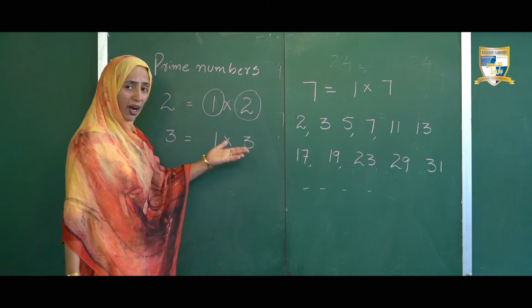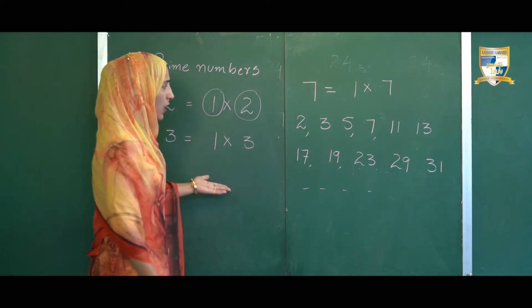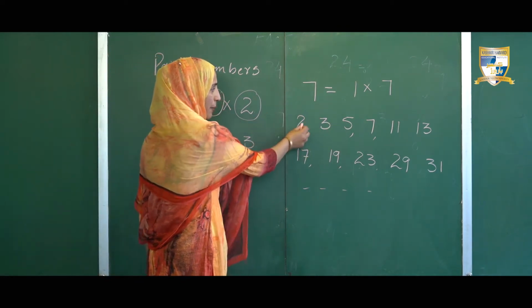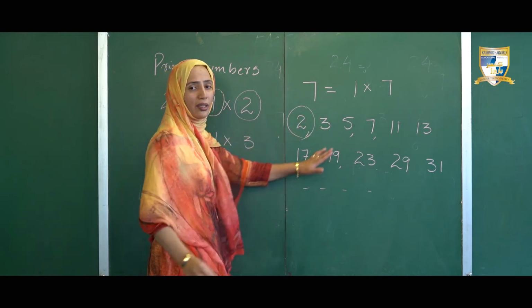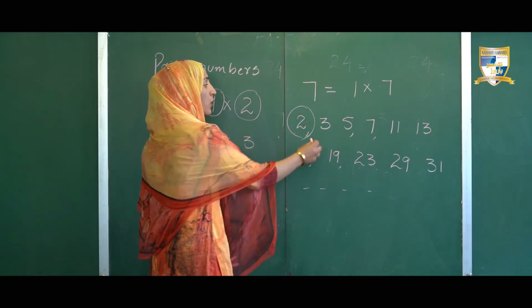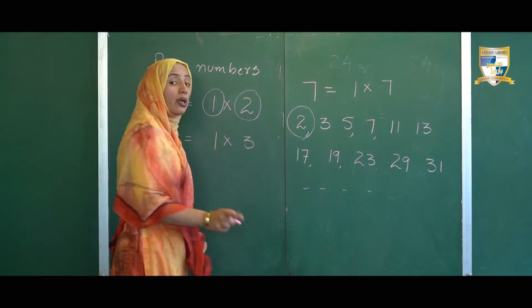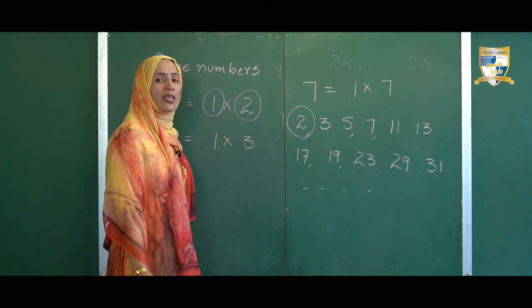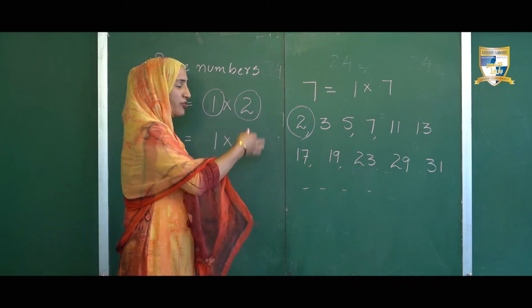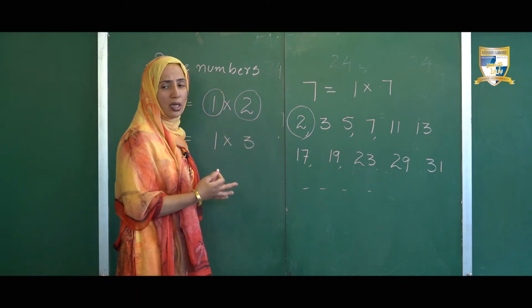If you observe these prime numbers, what would you see? You'd see all the prime numbers except 2 are odd numbers, meaning they are not exactly divisible by 2, except number 2. Number 2 is the only even prime number and the smallest prime number. After prime numbers, we'll move on to composite numbers.